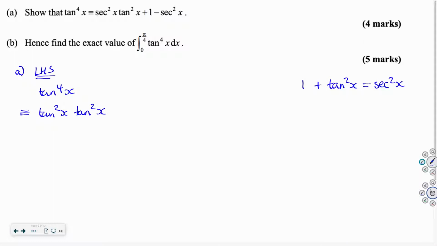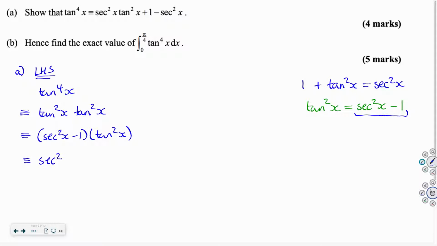I'm going to use this formula here to minus 1 from both sides and say that tan squared x is the same as sec squared x minus 1. So I'm going to substitute tan squared x as sec squared minus 1 into this equation, and I'm only going to do that for one of the tan squareds. Now I'm going to multiply out the brackets, so I get sec squared x tan squared x minus tan squared x.